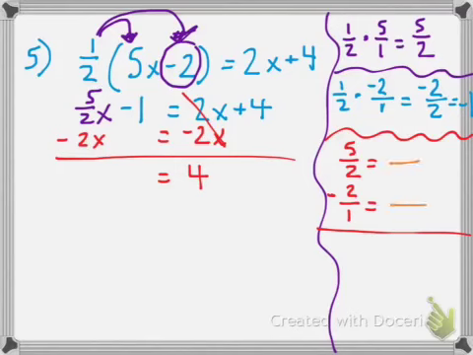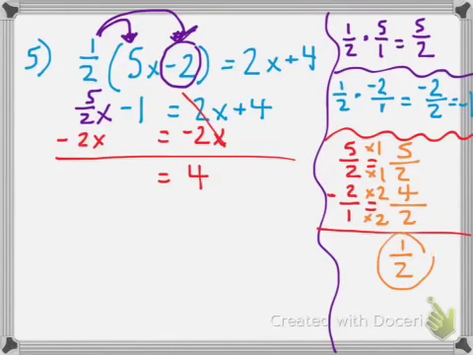I use my knowledge of subtracting fractions with unlike denominators. The least common denominator between 2 and 1 is 2, so 2 times 1 will give me 2, so 5 times 1 will give me 5. 1 times 2 will give me 2, so 2 times 2 will give me 4. And then 5 minus 4 is 1, so this is 1/2. So back to my problem, this becomes 1/2 x minus 4.